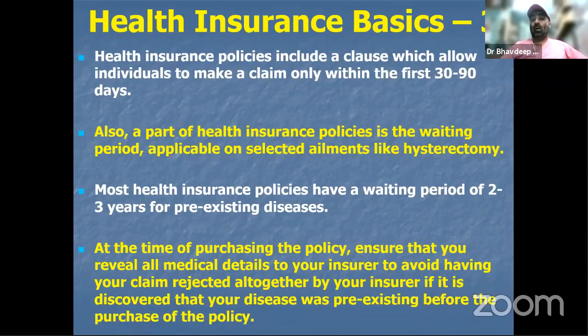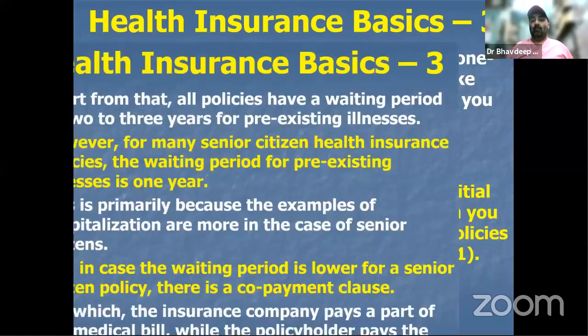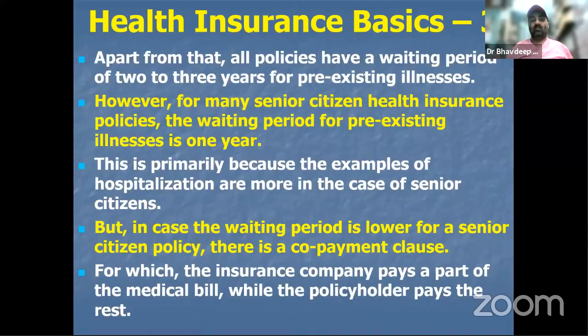But some would not allow coverage for something like a hysterectomy for females, even up to a selected period of time, 2 to 3 years, maybe 4 years. So always fill out the complete details and make sure that you don't hide anything. Certain diseases like tonsils, hernia, cataract will be claimable only after a certain mentioned day, and not from day one. Of course, accidents are usually covered from day one, but some cover that also only after 30 days. So it is time to remove this misconception. The waiting period clause is very important.